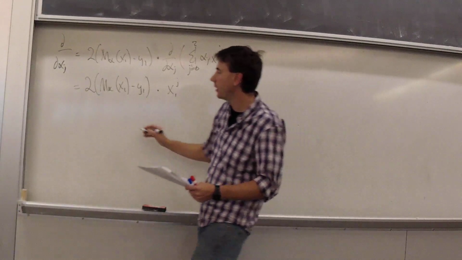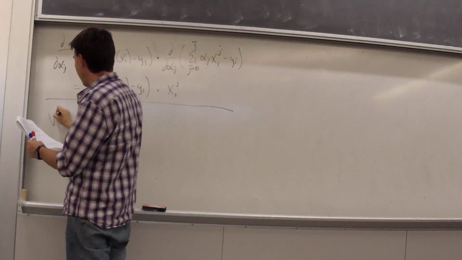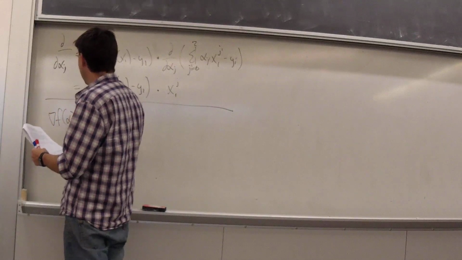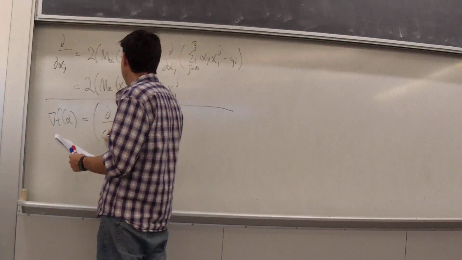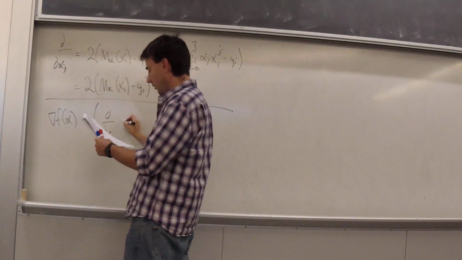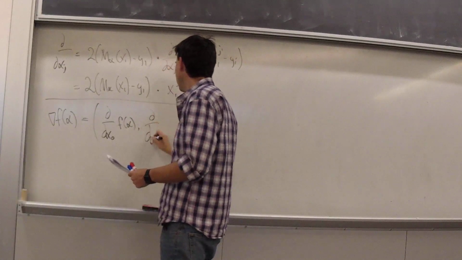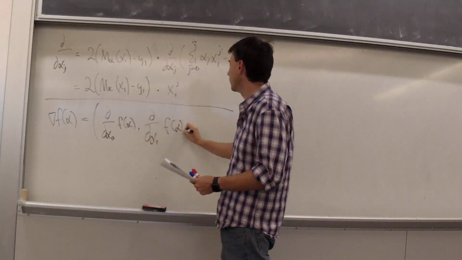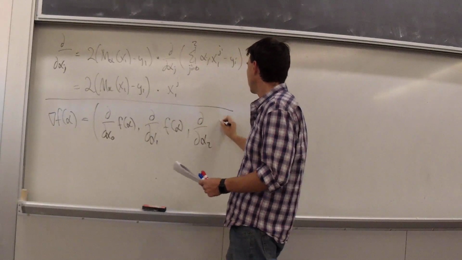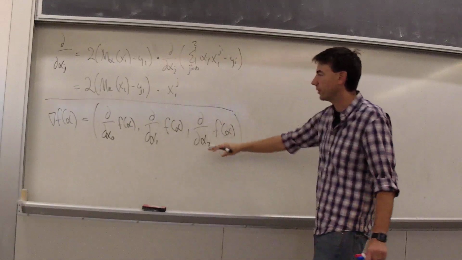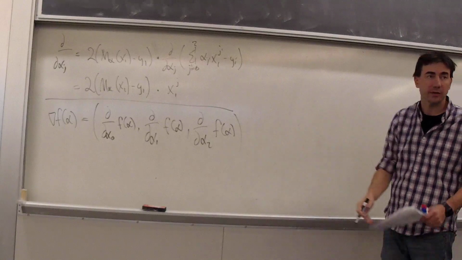Okay, so that's it, and that means that this is going to be d of d alpha 0, right? So this is the definition of the gradient, the partial derivatives of the 0th, 1st, and 2nd one.